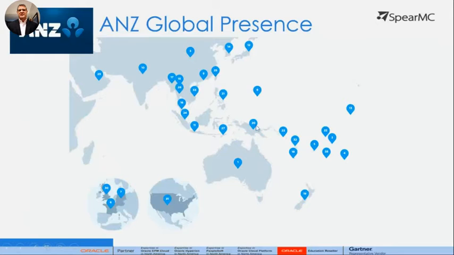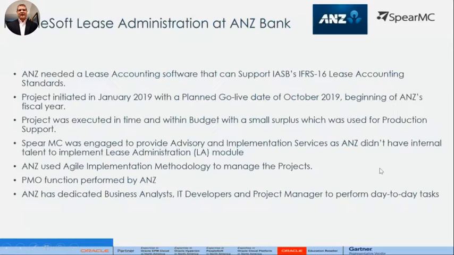This is their global presence. These numbers are not indicative of how many branches or banks they have. It's the countries that they're in and the order that they rolled into those particular countries. So I think 30, 31 might be where they're at these days.